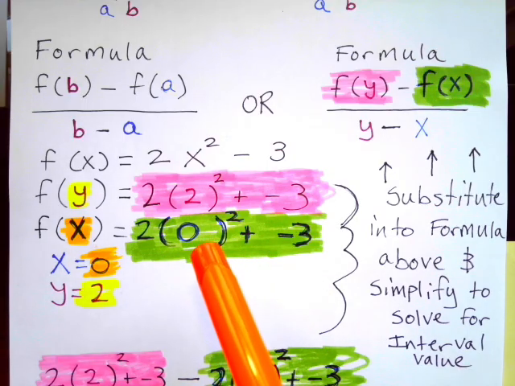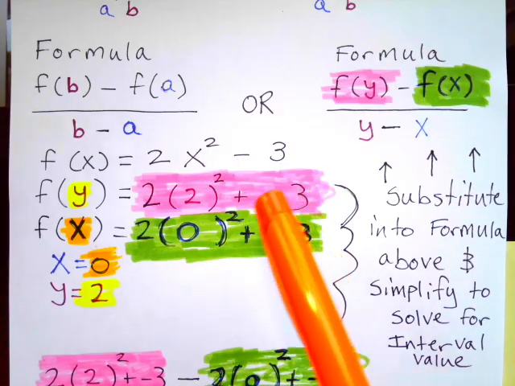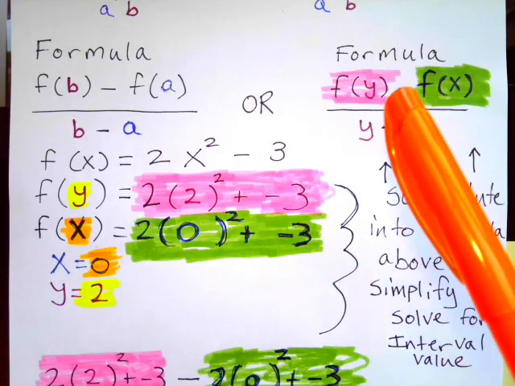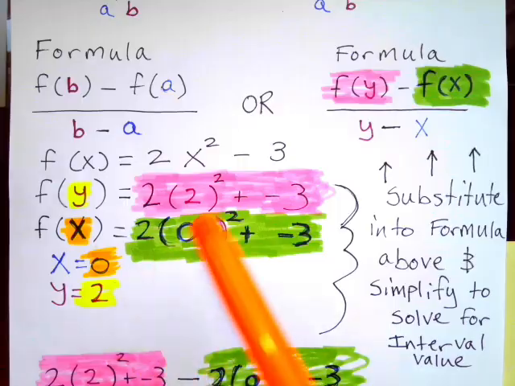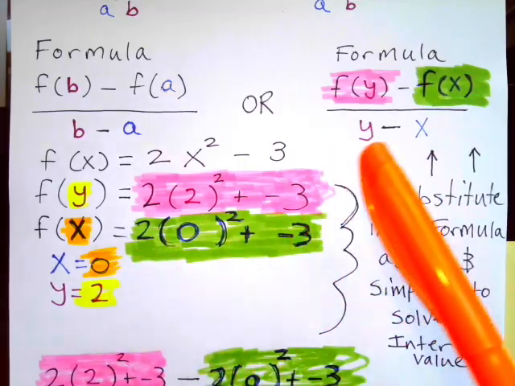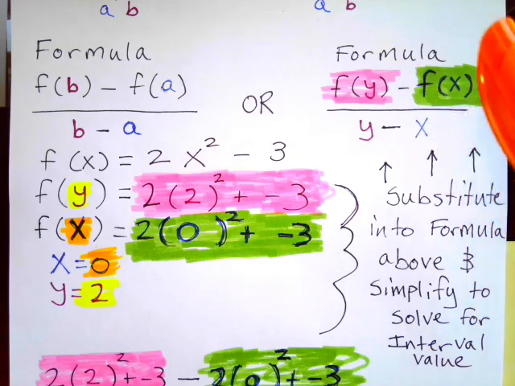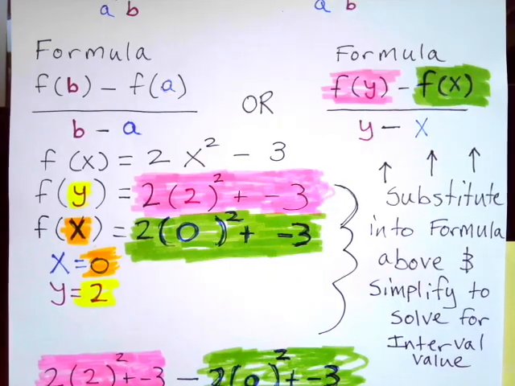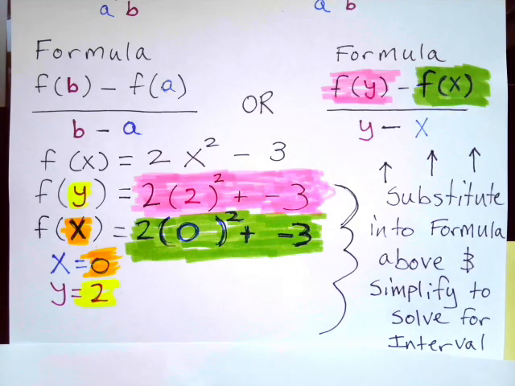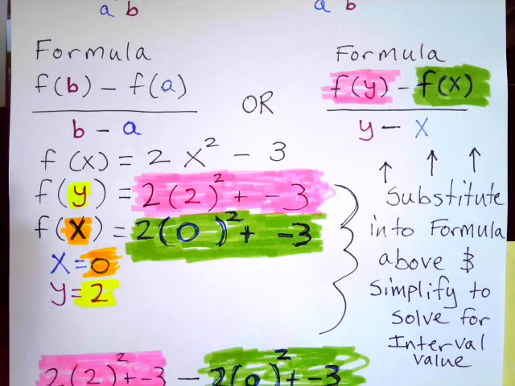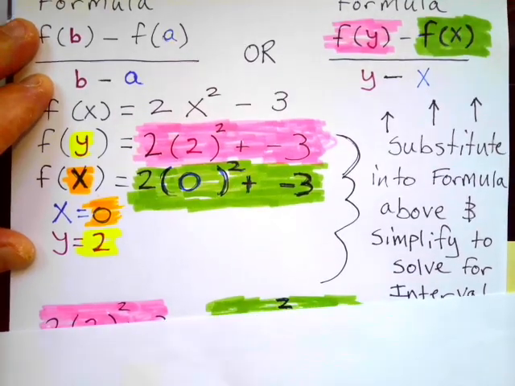Then I'm going to follow the order of operations to simplify my f of x value, divided by y, which is 2, minus x, which is 0, in order to determine my interval value. All right, here's a little note for you. Substitute into the formula above and simplify. So I have been able to organize my values, okay? So now I'm going to try to simplify.